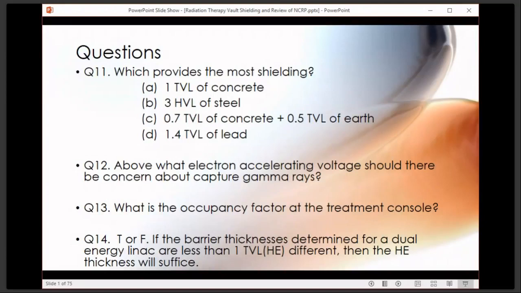Okay. Which provides the most shielding? 1 TVL of concrete, 3 half-value layers of steel, 0.7 TVL of concrete plus 0.5 TVL of earth, or 1.4 TVL of lead. And the answer really doesn't depend on what the material is, it's the total number of TVLs. And 1.4 TVL provides the most shielding.